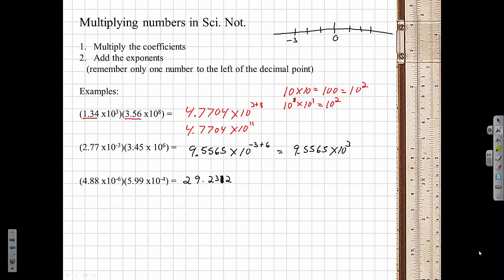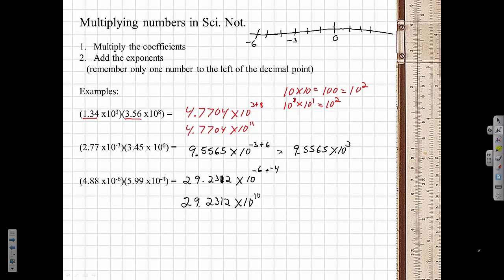What about the exponent? Times 10 to the what? Here again we've got negative exponents. Negative 6 plus a negative 4. Okay, so again, on this number line, we're starting at negative 6, and we're going to add to that not a positive 4, which would carry us closer to 0, but a negative 4. Negative 6 and negative 4 is negative 10. So we get 29.2312 times 10 to the 10.